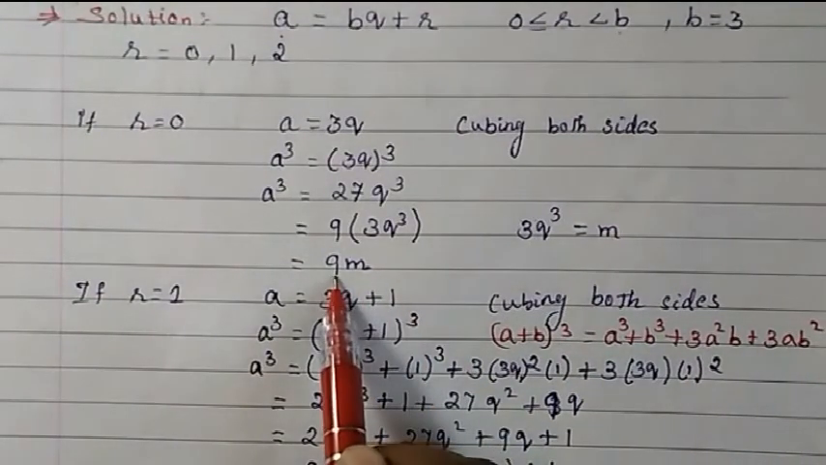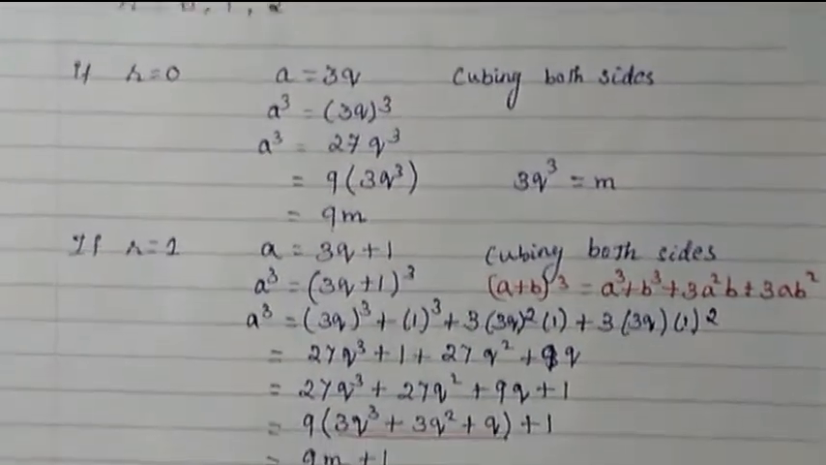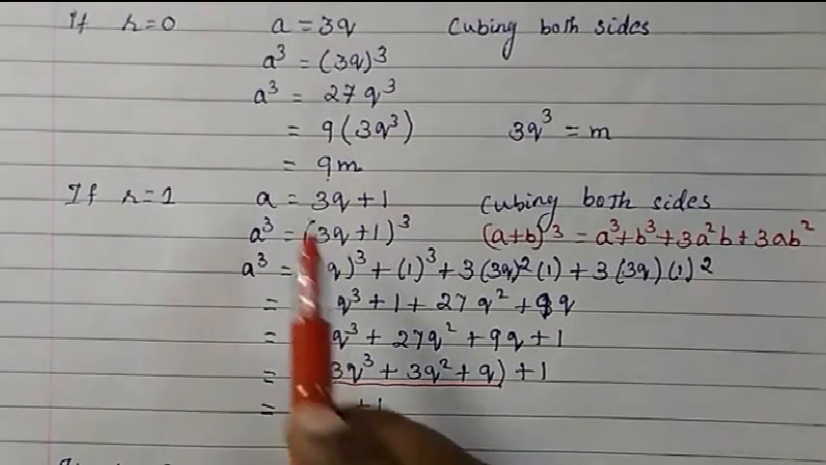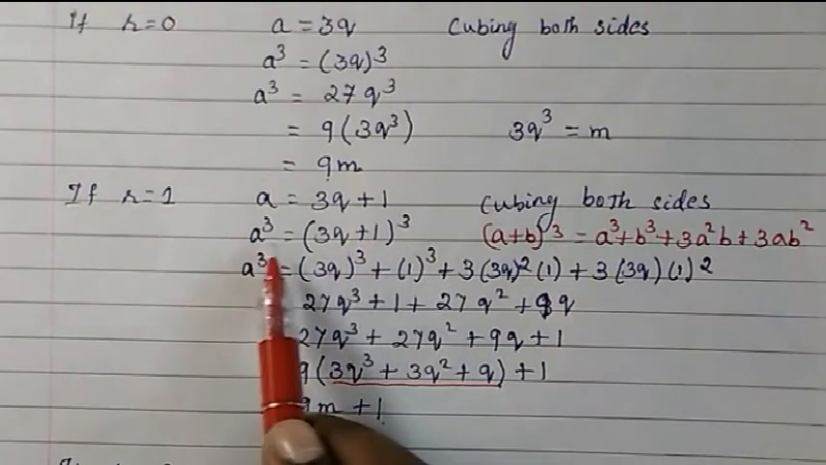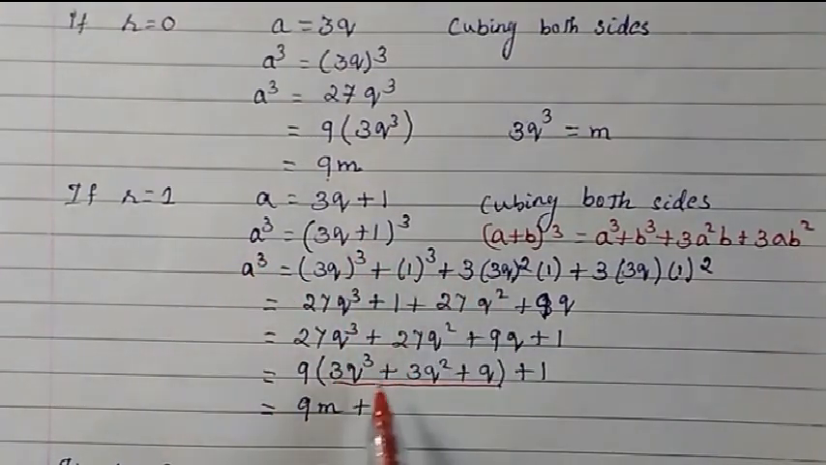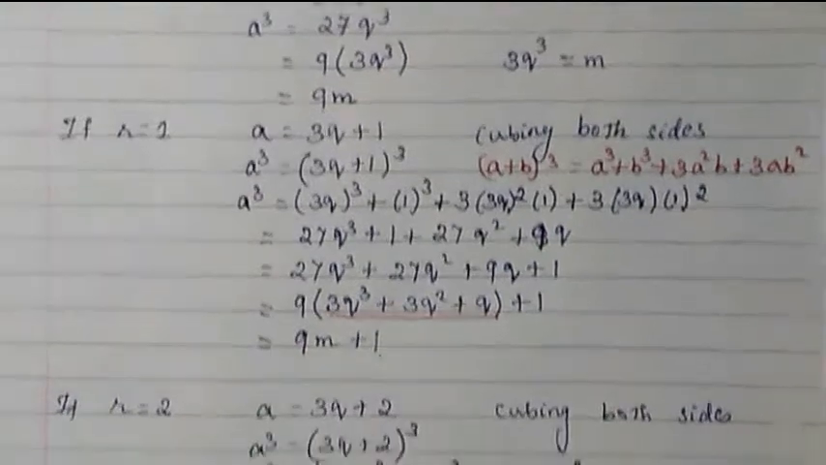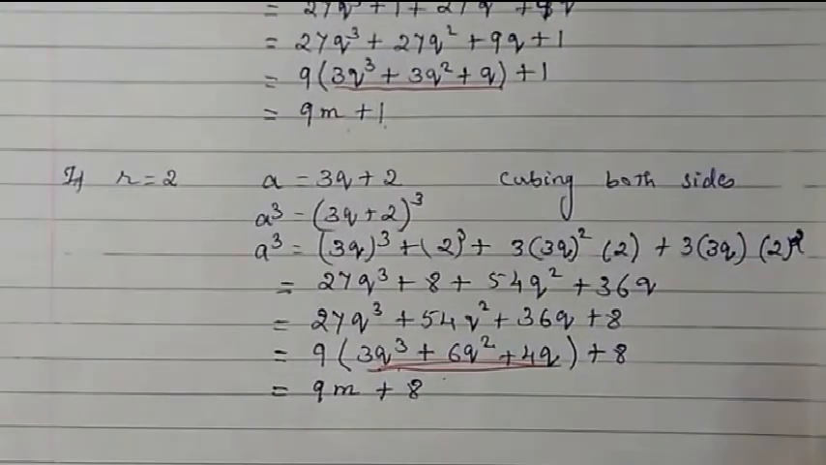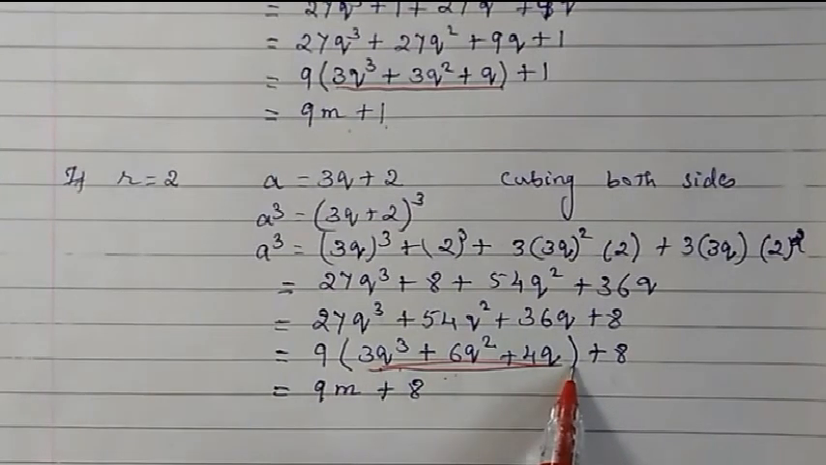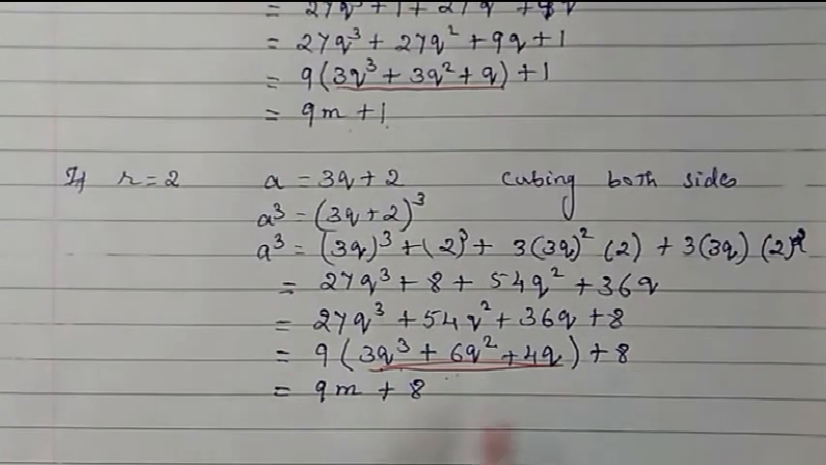Just have a look, students. First we got the 9m form, then 9m plus 1. Nothing more to do: whatever remainder we get, we cube them, and after cubing them, we just write it in the desired form. And the same way here also, the other expression we consider as m, so we get 9m plus 8.